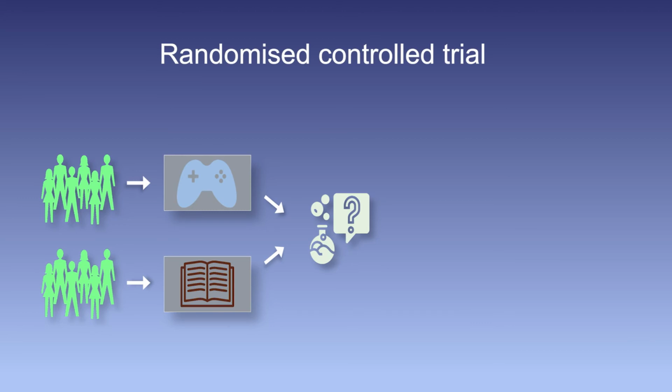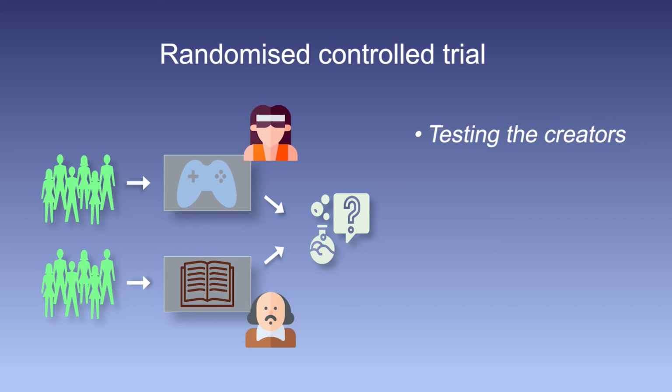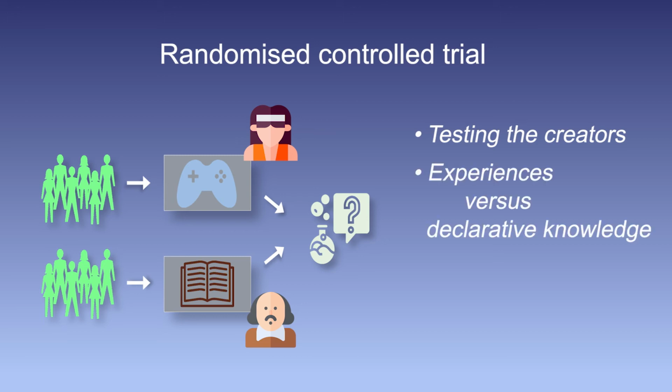It all depends. Let's go back to the randomized controlled trial. As noted before, we are actually testing the quality of the creators, the game designer versus the author of the book, rather than the instructional tools. Second, games and books excel in different things. Games are particularly good at providing meaningful learning experiences, but the book is unbeatable when it comes to declarative knowledge. So it really depends. It depends what you want to achieve. Third, we should take into account the efforts put into it. Disproportionate efforts may frustrate a fair comparison.